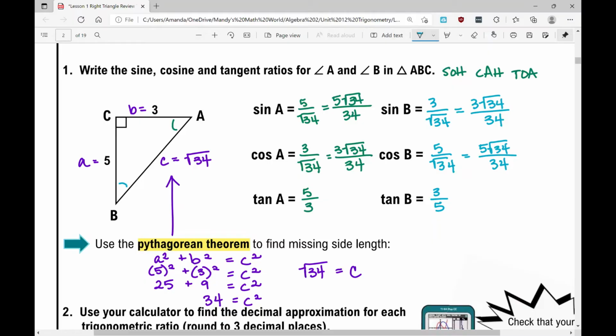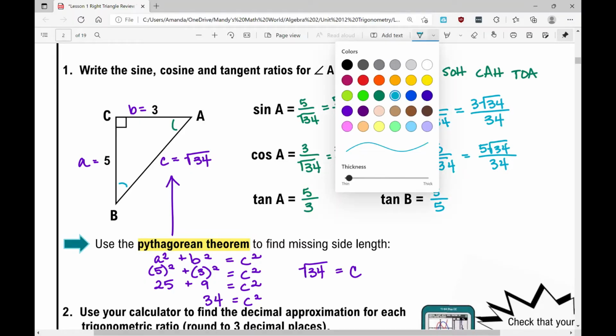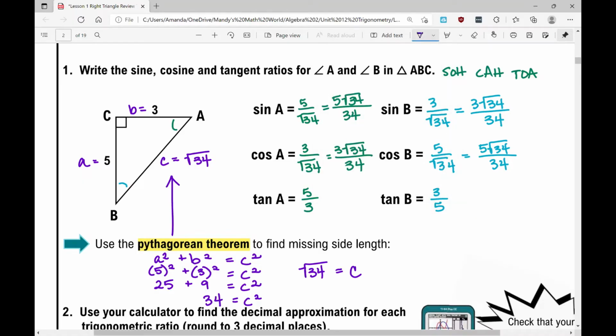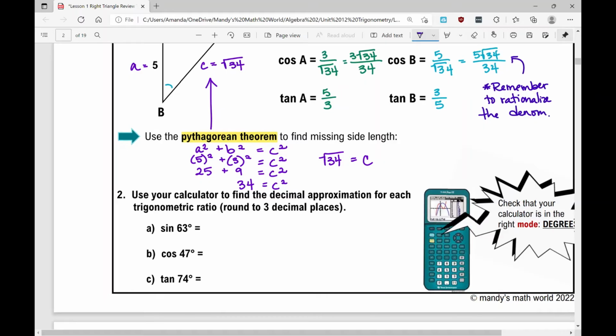So yes, as you can see, when we switch these angle measures, our ratios switch too, right? And I do want to make a little note. I want you to make a little note on your notes so that you remember to do this on your assignment. Just remember to rationalize the denominator. Remember to rationalize. Oh my gosh, I totally spelled that wrong. Let me try to do that again. Rationalize. There we go. The denominator, and I'll abbreviate that. And let's move on to your calculator.